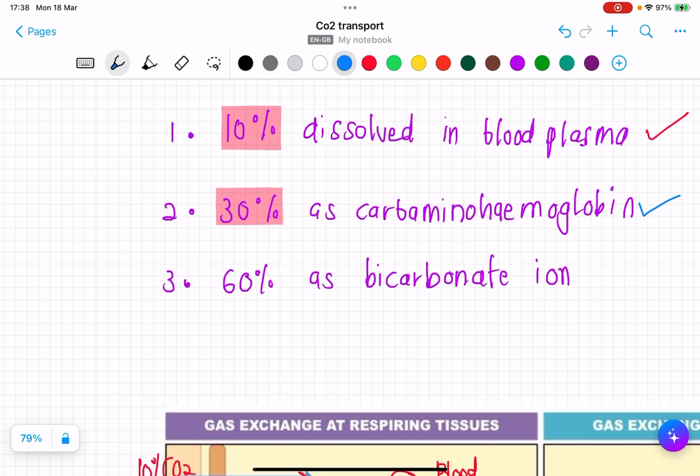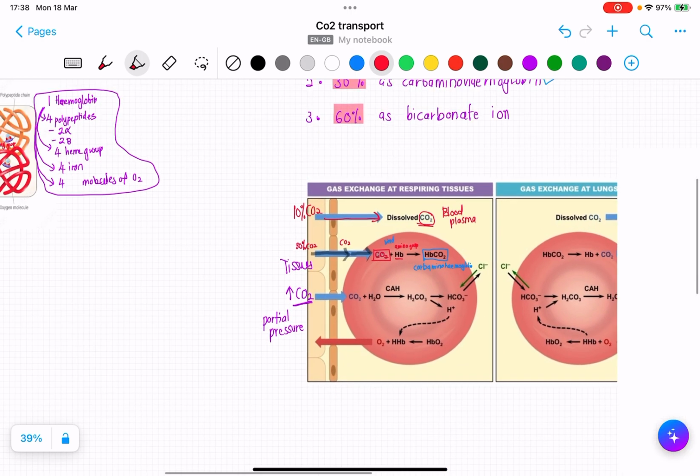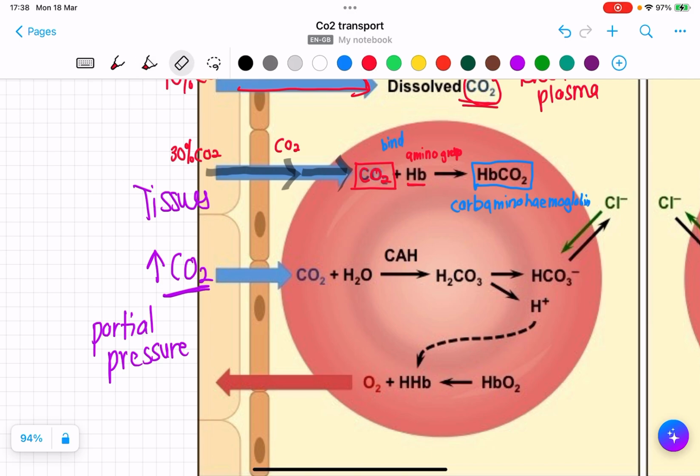Macam mana CO2 tu bergerak masuk ke dalam darah sebelum pergi ke lung. Are we good? Okay, so now kita pergi ke percentage yang paling tinggi, paling banyak CO2 menggunakan step ni, iaitu bicarbonate ion. 60%, paling banyak, paling tinggi. So proses dia sedikit panjang, but bear with me. Panjang tapi it's not so hard.